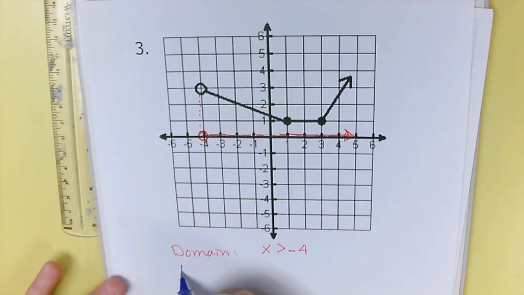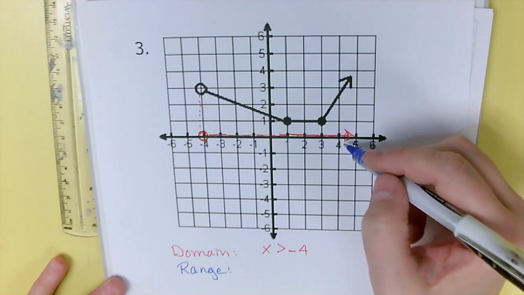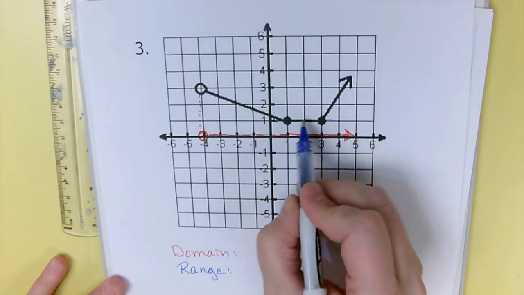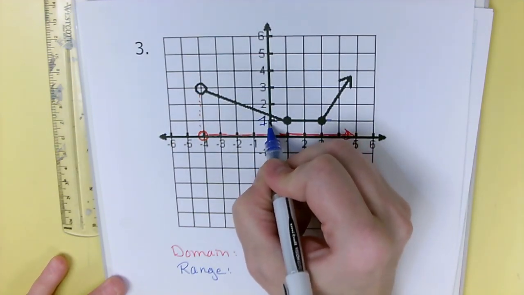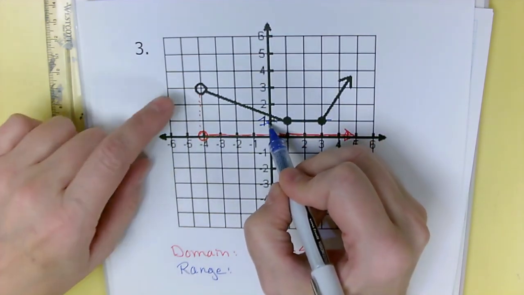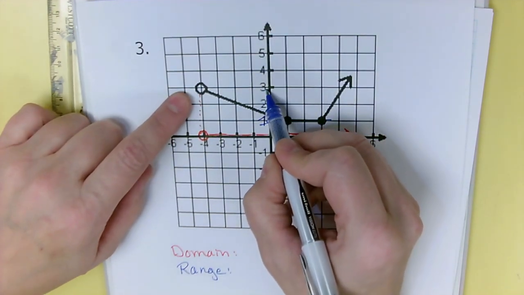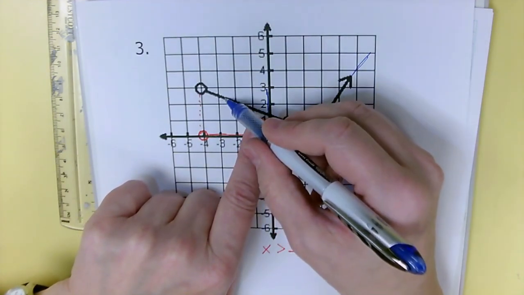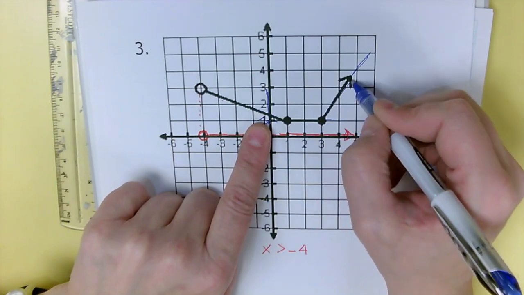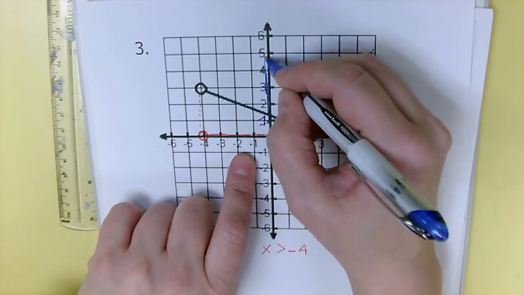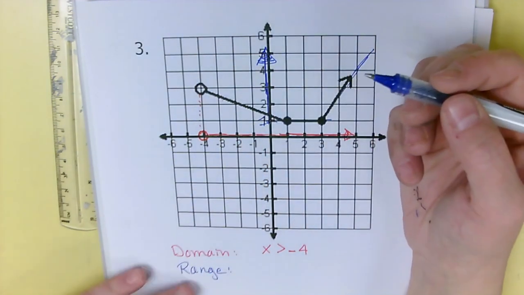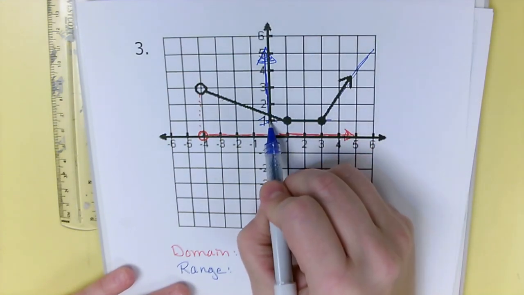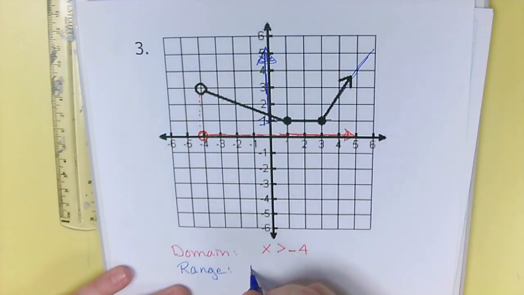All right, let's do the range. Okay, my lowest y value is actually right here at a 1. That's as low as it gets. And then it goes up, and it ends on the left, but on the right, it keeps going. So this arrow overlaps that, and we have no breaks or gaps in our y values, and they just keep on going up forever and ever. So the y values go from 1 up. So y is greater than or equal to 1.